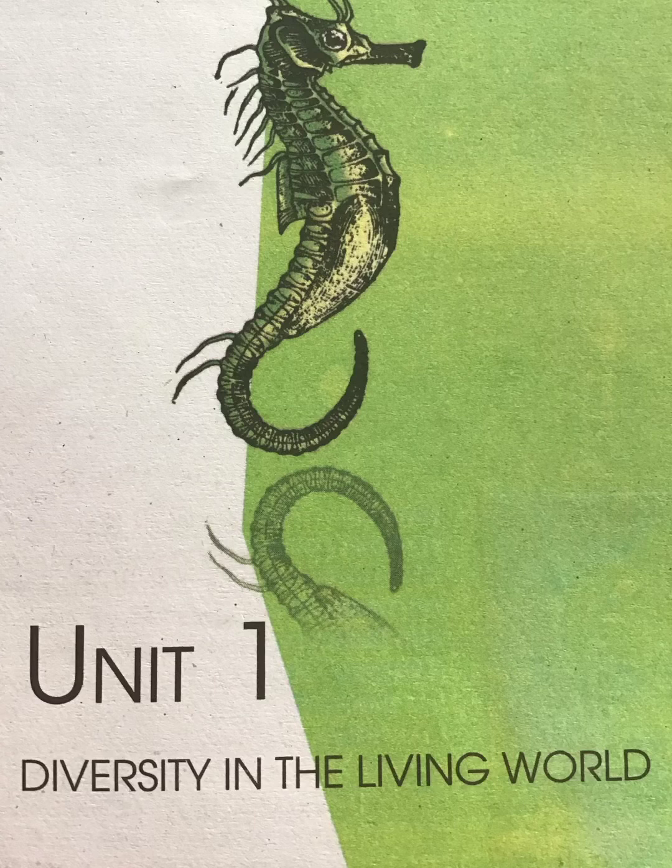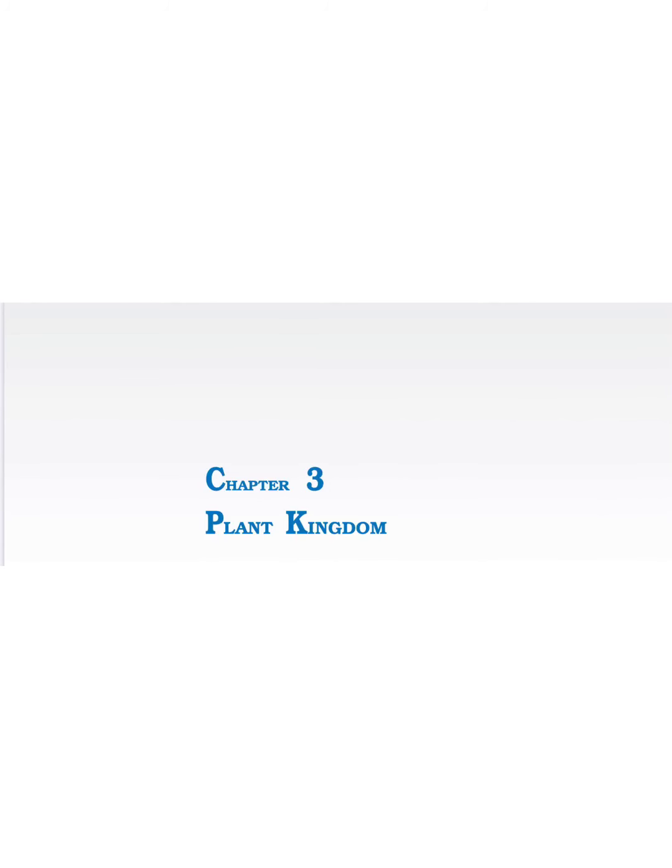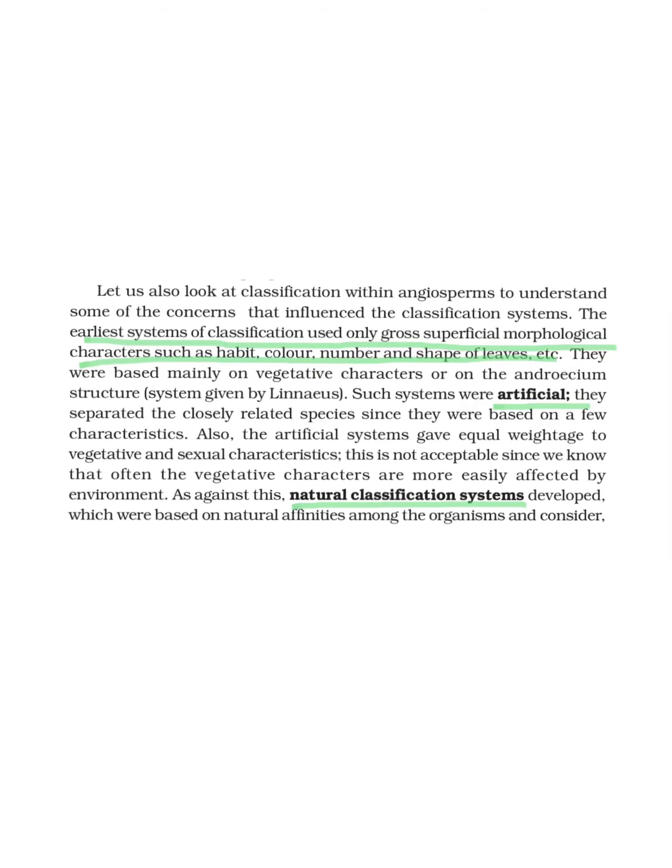Today, we are going to start the next chapter, chapter number 3 of Unit 1, Biological Diversity, and we will today discuss the plant kingdom in detail. In the last chapter, we learned that Whittaker made the five kingdom classification and kingdom Plantae was discussed. So this Plantae kingdom we are going to study in detail in this chapter.